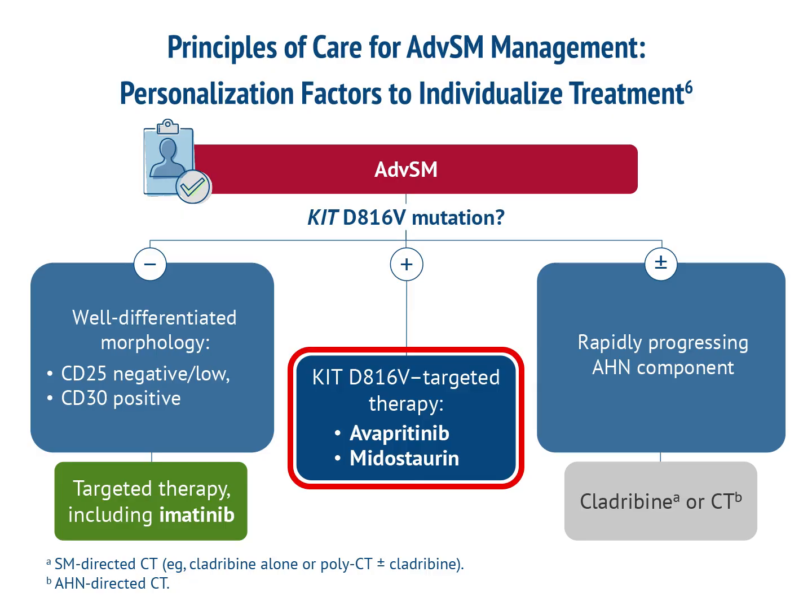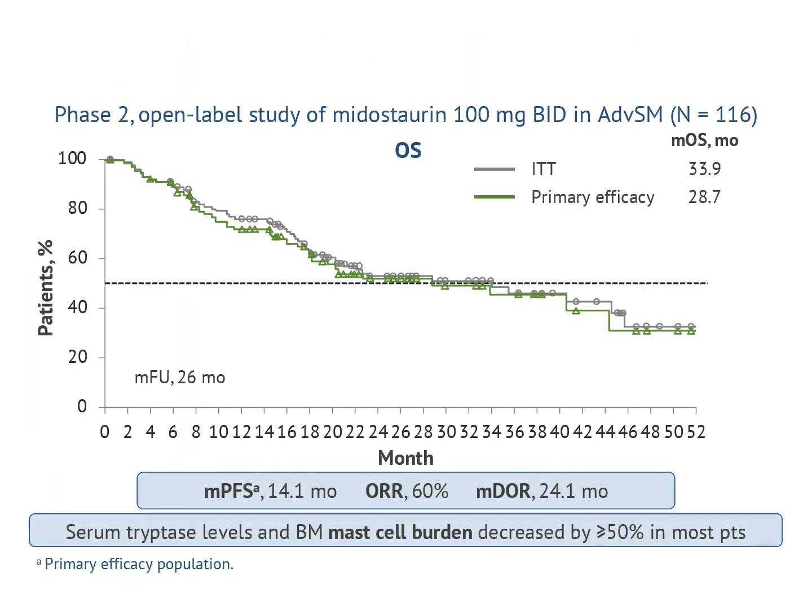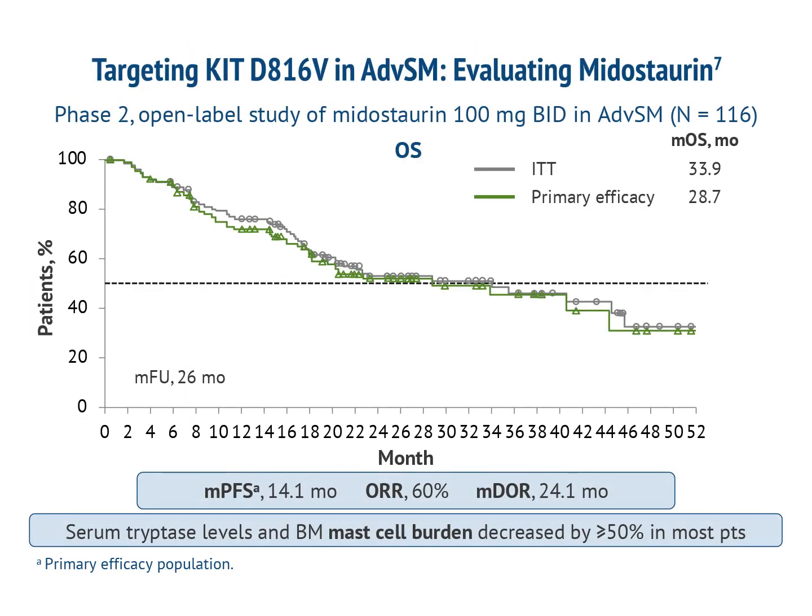Some patients will need stem cell transplant, especially those with SM-AHN, where you know that the AHN component will need some help beyond the KIT inhibitor and mast cell leukemia. In the next session, we'll go over the efficacy of approved KIT D816V inhibitors. In this session, let us review efficacy of KIT D816V inhibitors for advanced systemic mastocytosis.